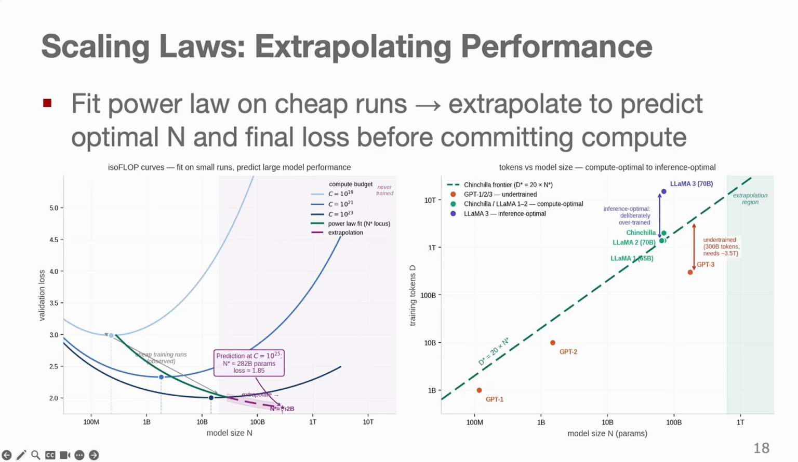And then in the right plot here, we plot the training tokens against the model size for some different models. And you can see how the first GPT models were all undertrained, right, according to the optimal frontier. And then Llama 1, 2, and Chinchilla were more on the compute optimal frontier. And then you see Llama 3 is way above the frontier, right? So it's trained on more tokens than the compute optimal formula would suggest.